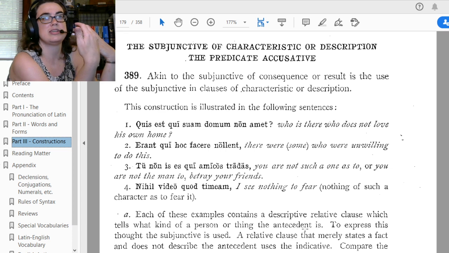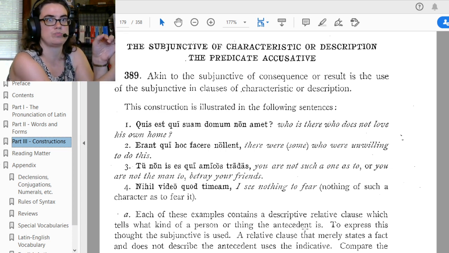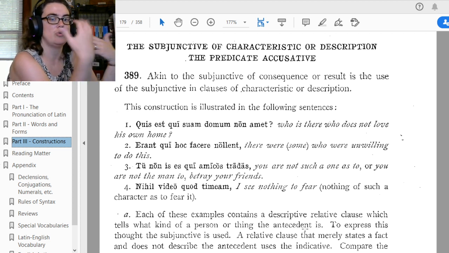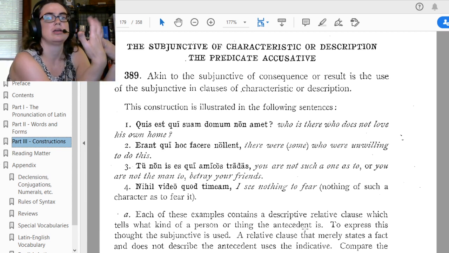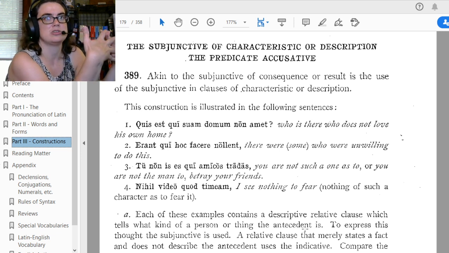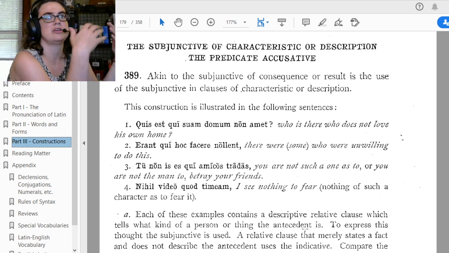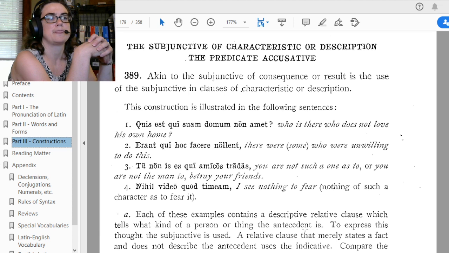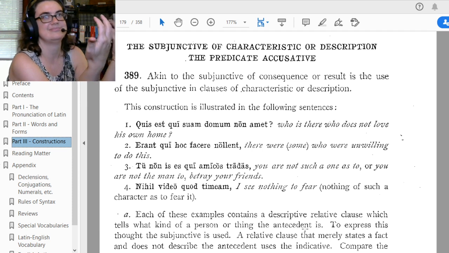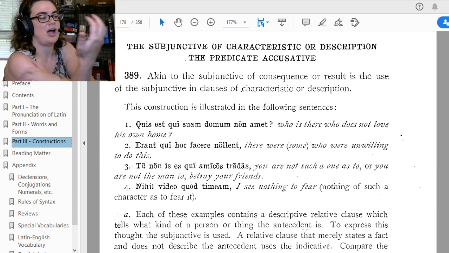Another way of introducing it, so we've got these relative and interrogative words. We have simply the verb to be without a set subject. Also verbs like nothing, words like that might introduce a subjunctive of characteristic. Nihil video quod timeam. There is nothing I see which I should fear. I see nothing I would fear. I see nothing to fear. There's nothing of the characteristic that would make me afraid. That's the subjunctive of characteristic.